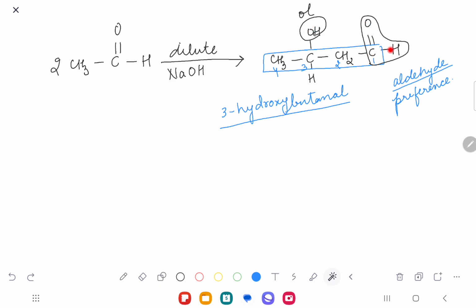The compound will behave more like an aldehyde. So the OH group does not show its properties to a larger extent. I hope you're understanding. That means this CHO group that we have will be the main functional group. And whatever is the main functional group is actually suffixed.